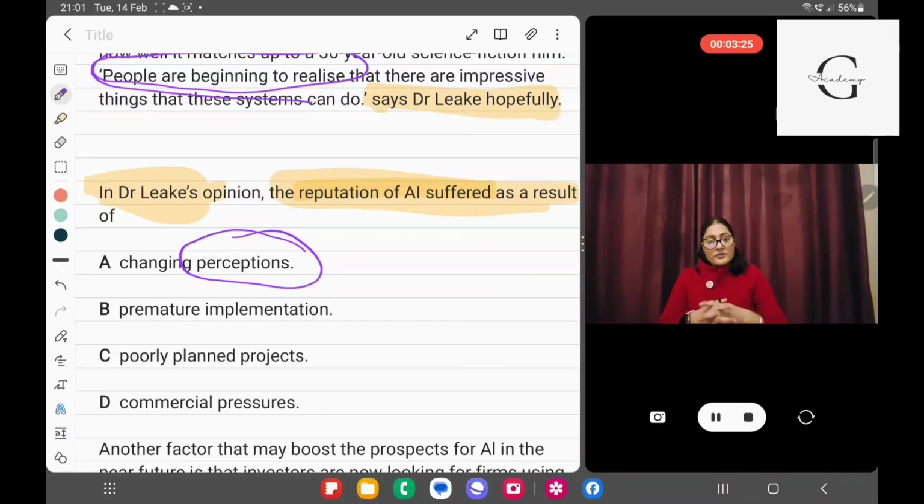Yeah. So this is the way to do MCQs, and they use synonyms, and I hope you do understand all these tips.